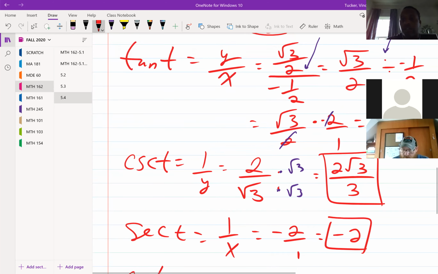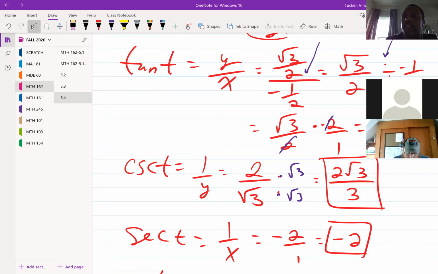And then somebody asked me, for tan, is that a negative or part of your answer box? For tan, it should be a negative right here. Should be a negative.